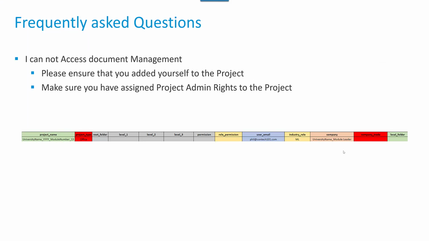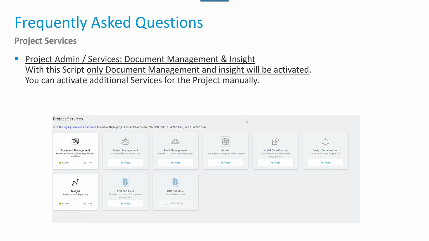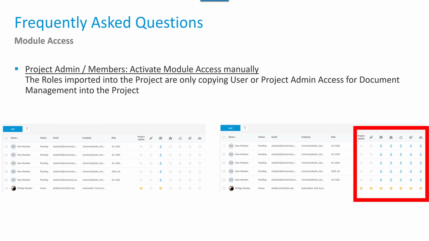Just some final frequently asked questions. In case you cannot access document management after you have run the script, please ensure that you added yourself to the project. Make sure that you have assigned project admin rights to the project. The easiest way for you to do this is to add yourself directly in the script. The roles imported into the project are only copying user or project admin access for the document management module in the project. If you need to give members additional access to the modules, you need to do this manually.